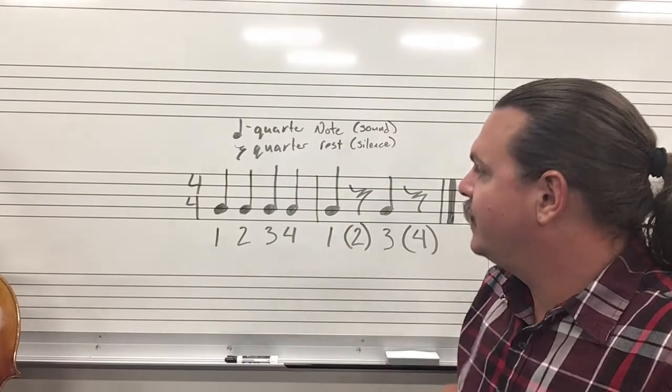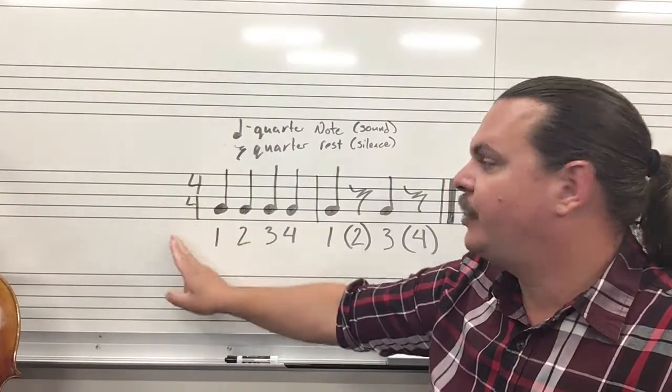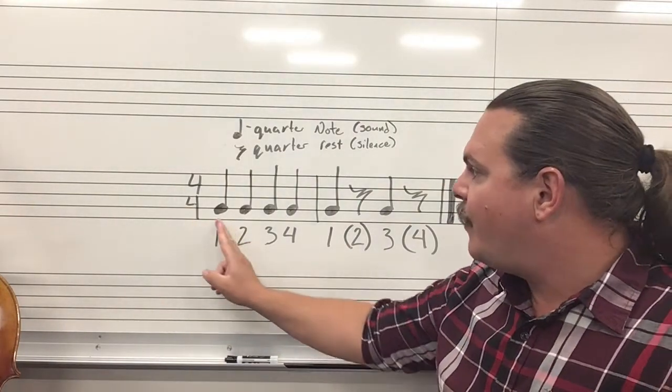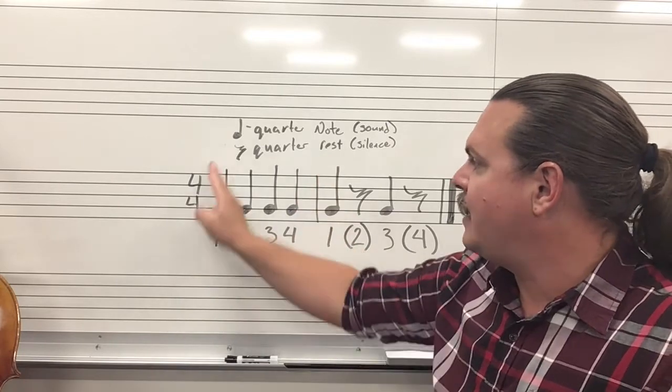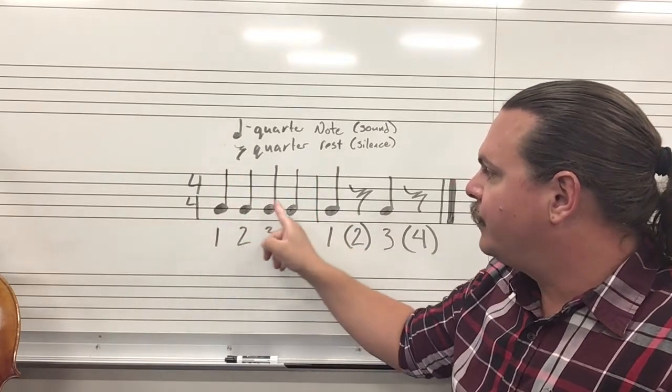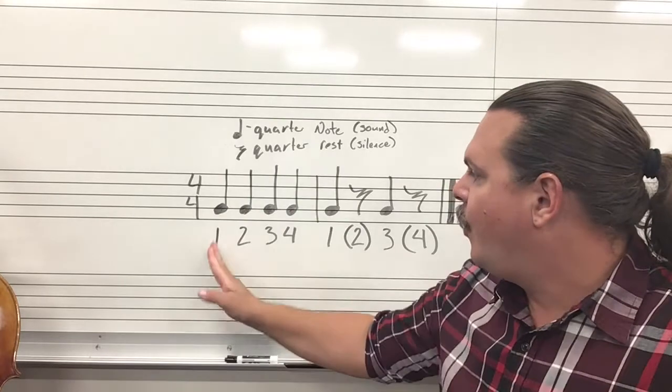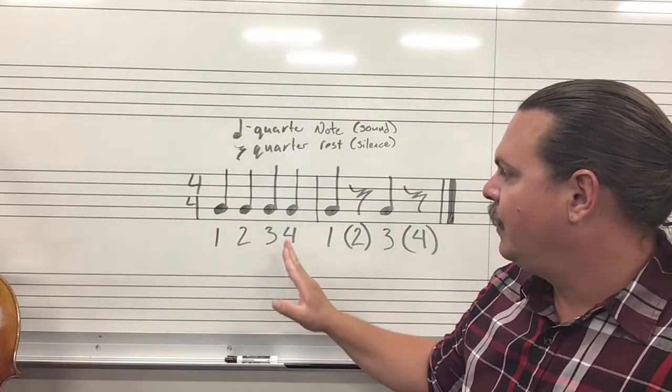So if we look at our example here, we know we have 4 beats in a measure. We know the quarter note gets the beat. That's why within this bar line here, there are 4 quarter notes of beat. And we would count that 1, 2, 3, 4.